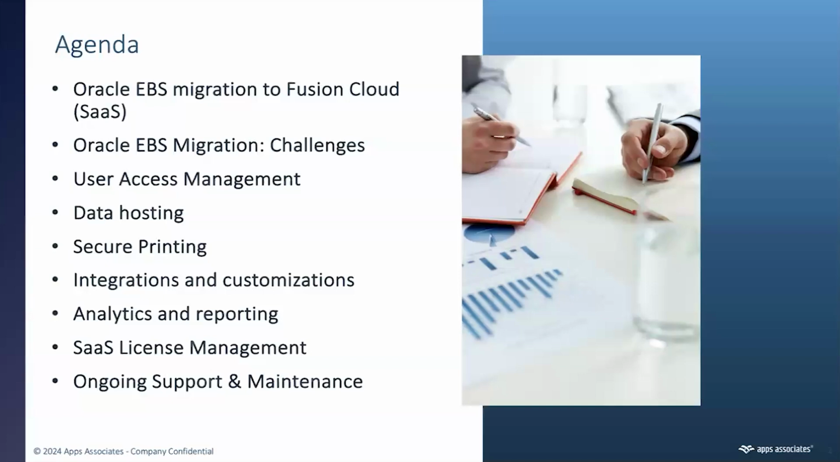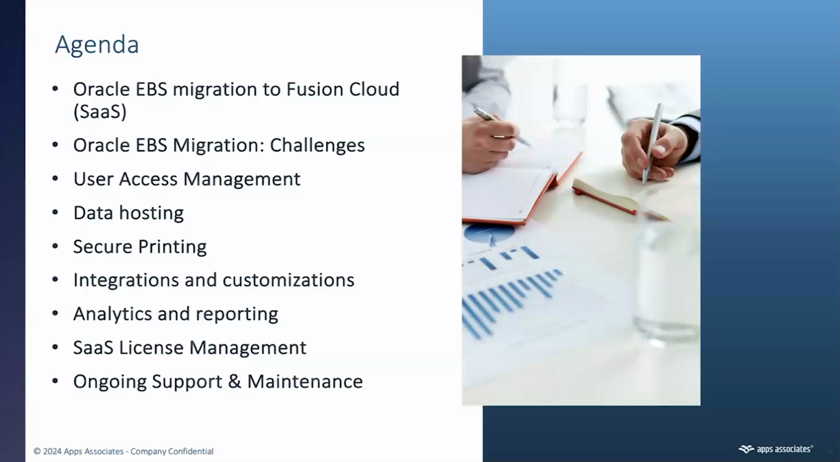We'll discuss the different types of migration challenges customers have faced. How do we control user and access management? What do we do with data from our legacy EBS systems that we've now migrated to functionality into Fusion SaaS? What are we going to do with all that data? What are our data hosting options? How do we ensure we're getting secure printing capabilities in Fusion?